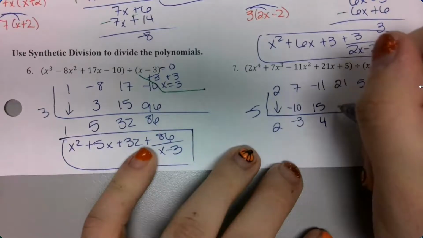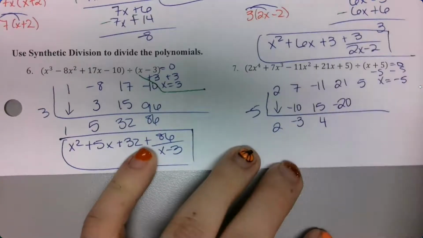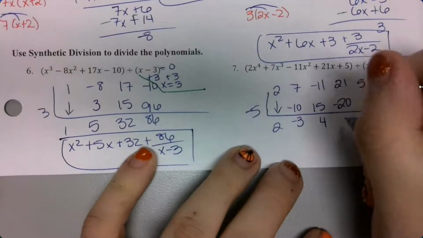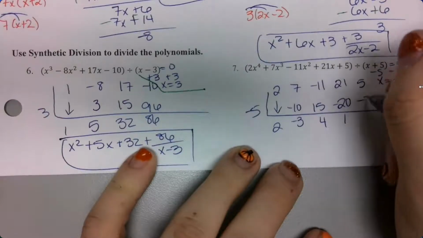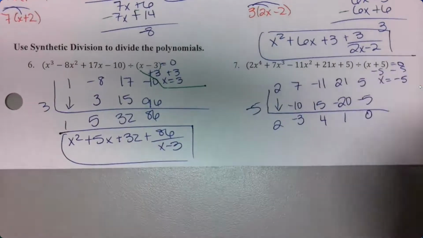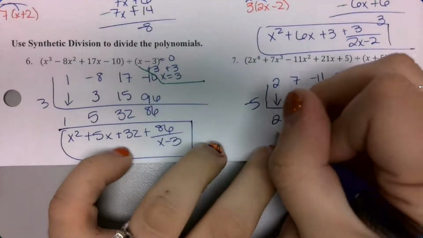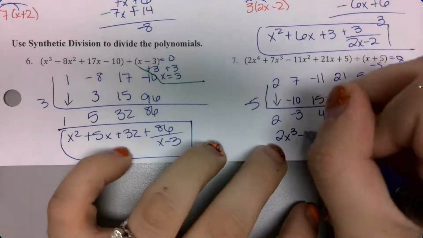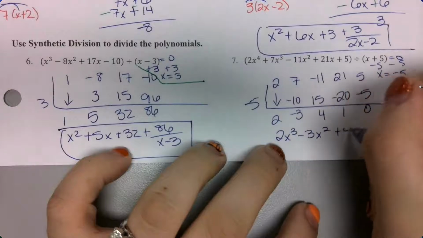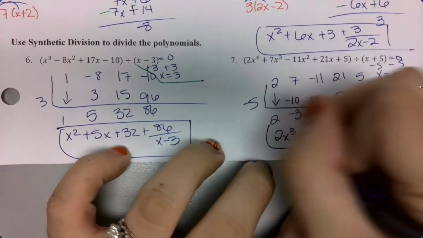4 times -5 is -20. 21 minus 20 is 1. 1 times -5 is -5. I have 0. That means I don't have a remainder at the end. So then I want to plug back in my x's. I have 2x cubed minus 3x squared plus 4x plus 1.